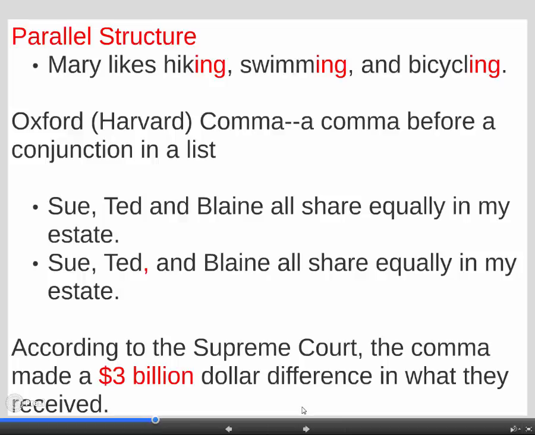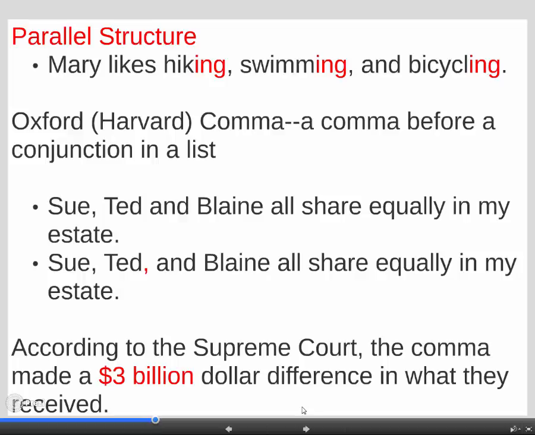But something I want to mention is parallel structure. As English speakers, we've all decided that we do not like when structure is not parallel in lists. So for example, we have Mary likes hiking, swimming, and bicycling. You wouldn't say Mary likes hiking, to swim, and bicycling because it sounds weird. And again, as English-speaking people, we've collectively decided that we do not like that, so you don't do it.